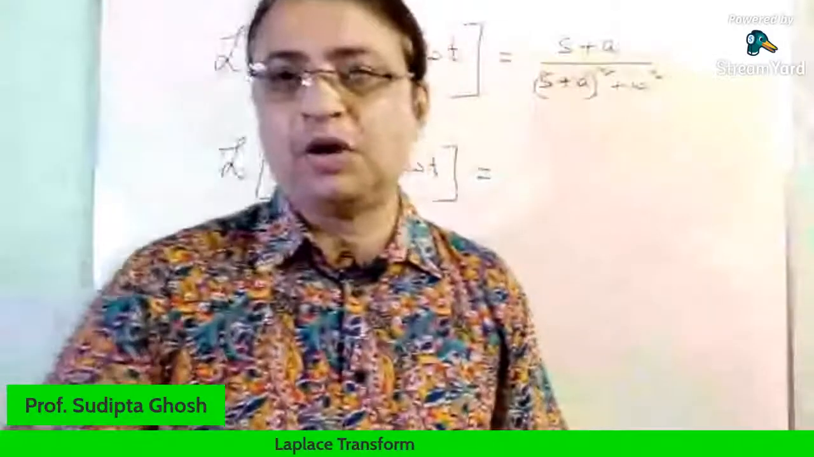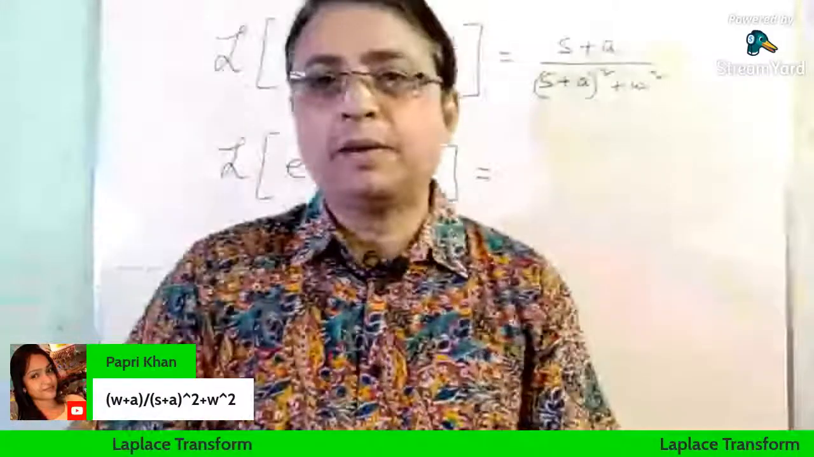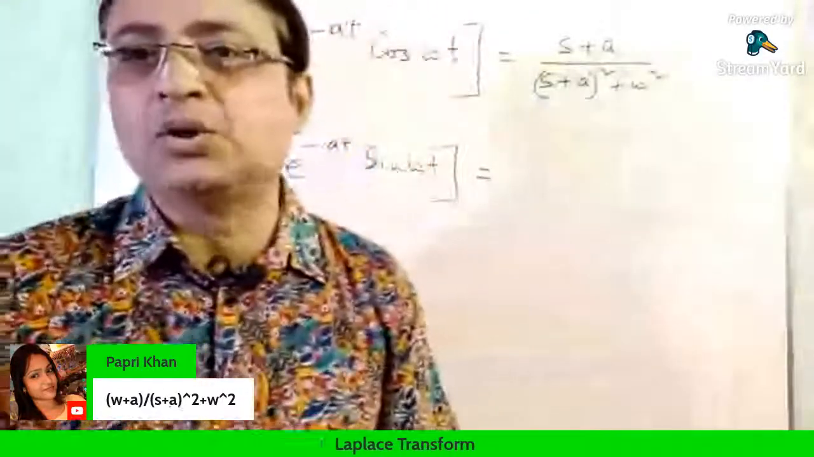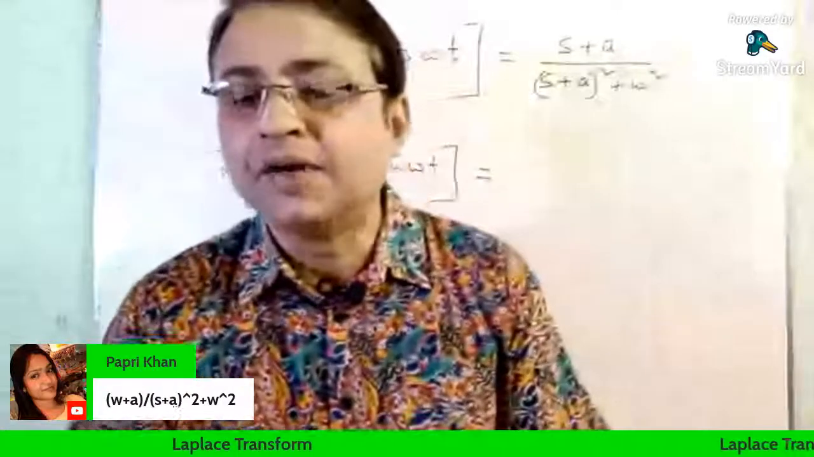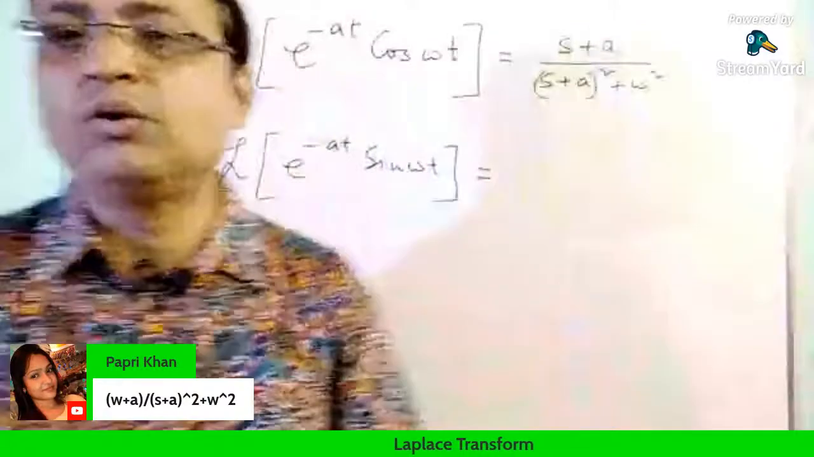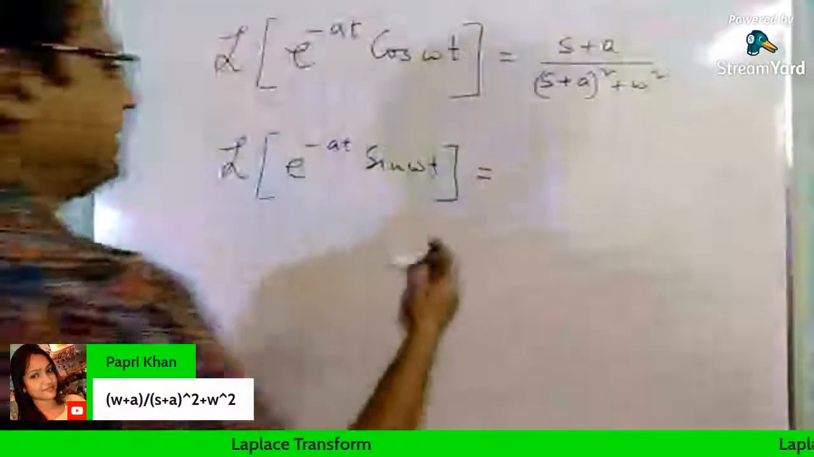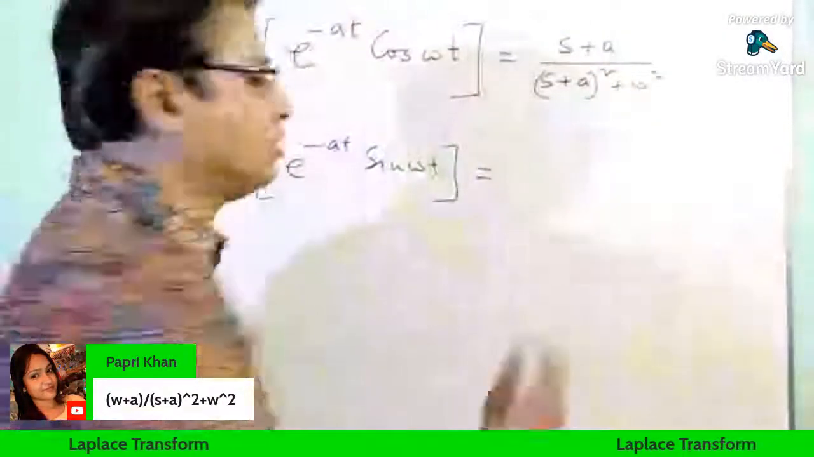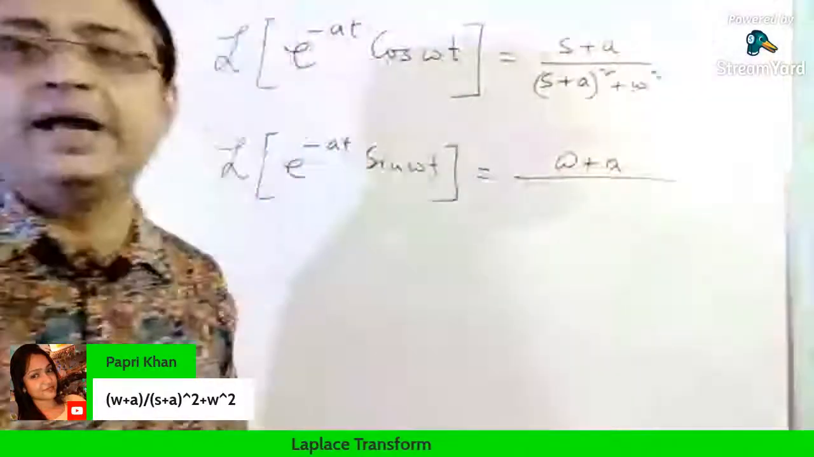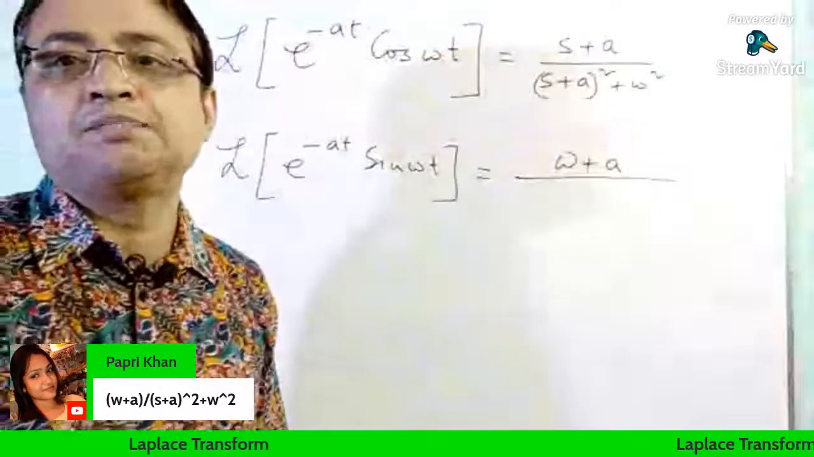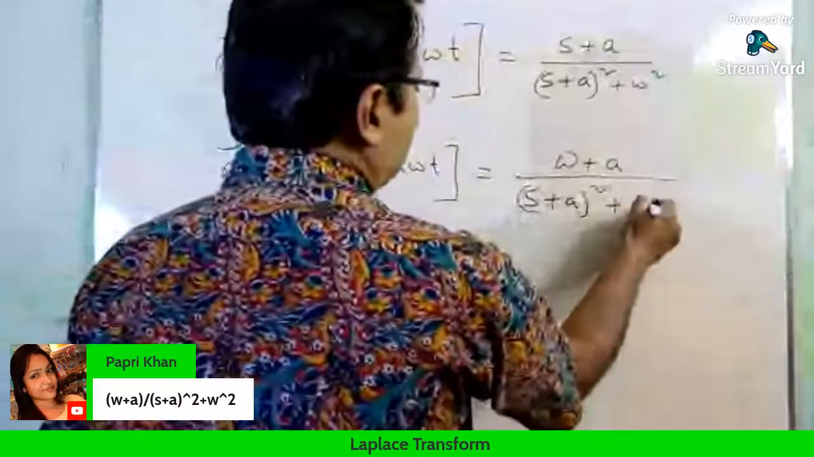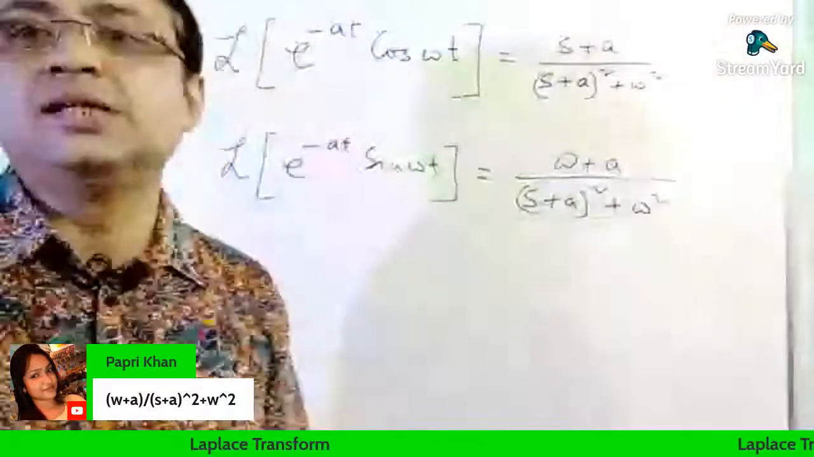Papri already responded. Thank you, Papri. Anybody else? Papri said the value is omega plus a divided by s plus a whole square plus omega square. I'm writing the value given by Papri.